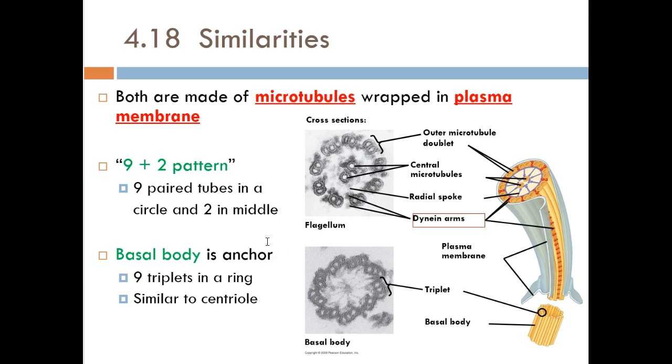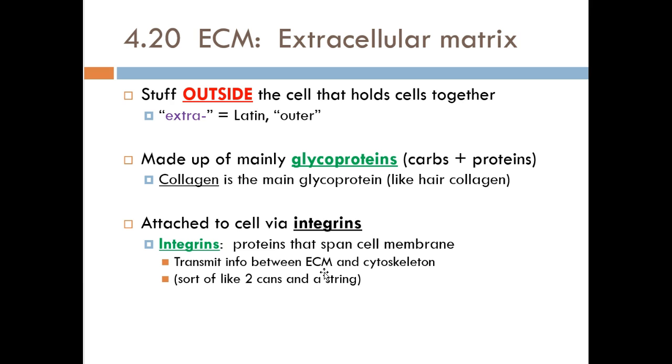The basal body also has its own arrangement. There are 9 triple rings. You can see it's a little different on this side, and they're similar to those centrioles that pop up, and they're designed to split the cell. We'll see more about them in the future.